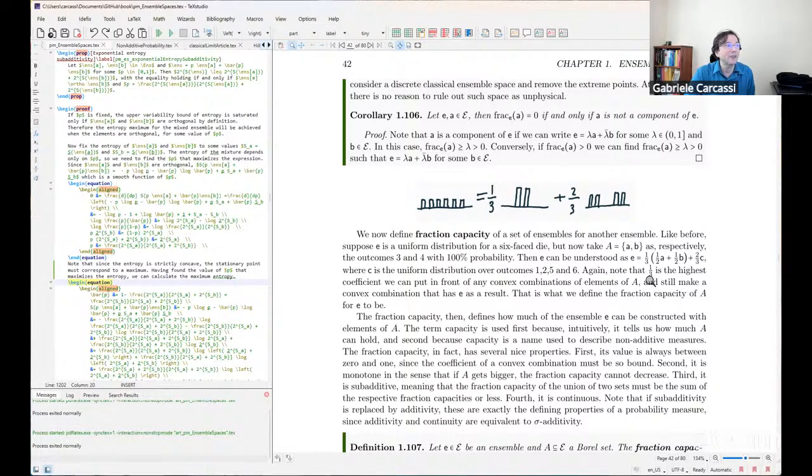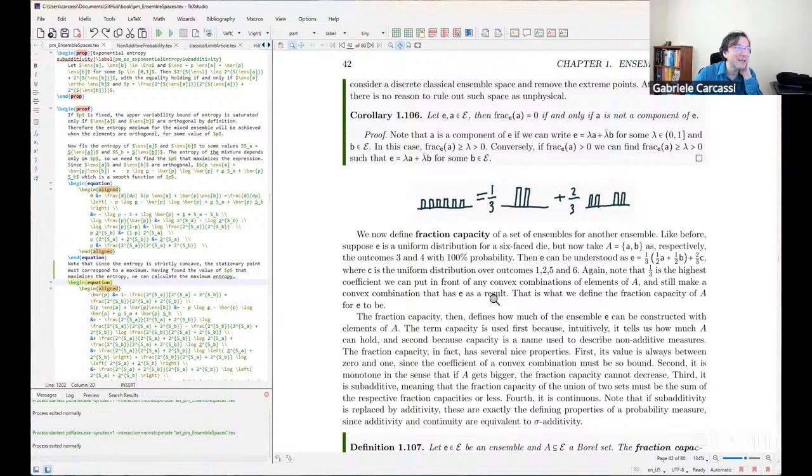And note again that 1/3 is the highest coefficient we can put in front of any convex combination of elements of A and still make a convex combination that has E as a result. That is what we define as the fraction capacity of A for E. I can't even read well what I wrote, so probably this should be revised again.